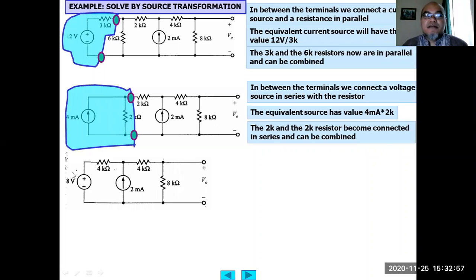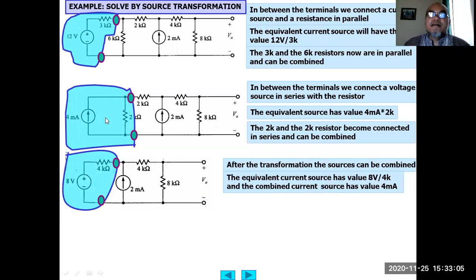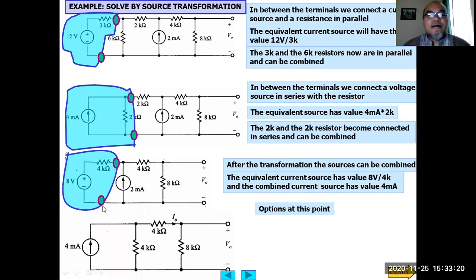So we can replace this circuit again with an equivalent current source and a parallel resistor. The current source value will be 8 volt divided by 4 kilo ohm equals how many? 2 milliampere, right? Then that 2 milliampere is combined with this current source. Remember the principle of superposition, combination of sources, so it becomes a 4 milliampere source, and the resistor is 4 kilo ohm in parallel with that 4 milliampere current source.